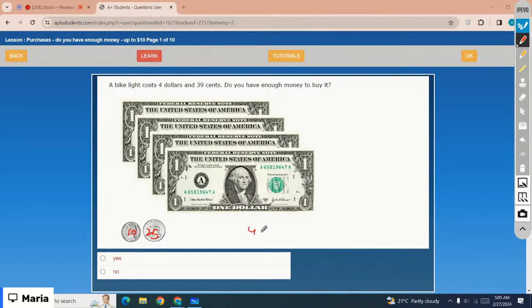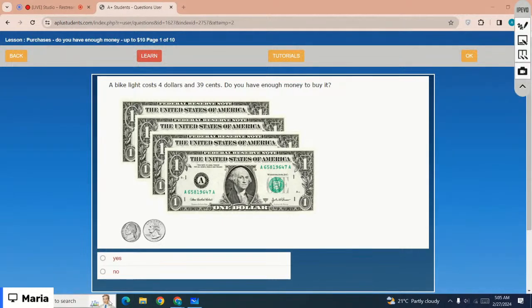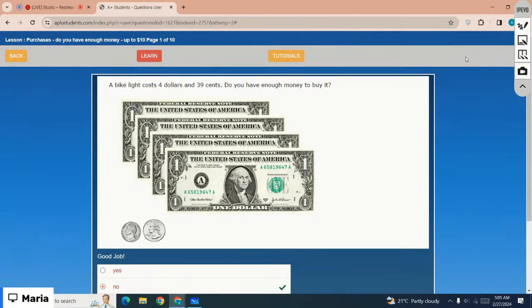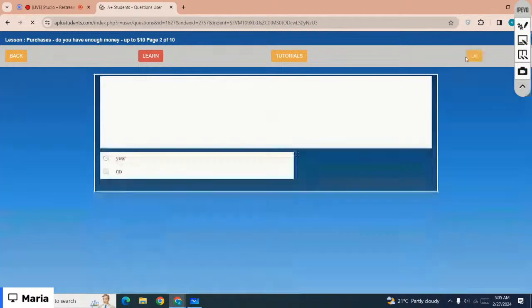25 and 10, that means you have $4 and 35 pennies, but you need $4.39. That means no, you don't have enough money, right? The correct option is no. Very good.